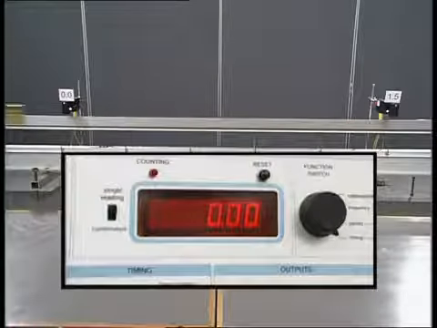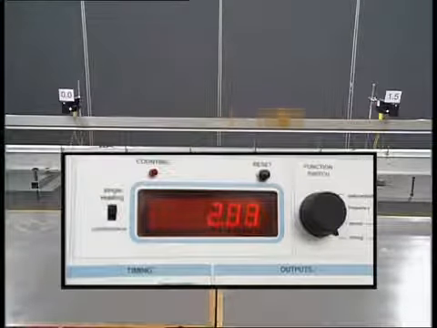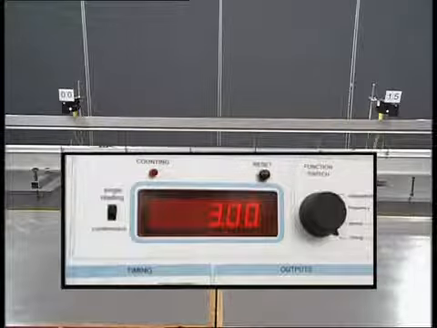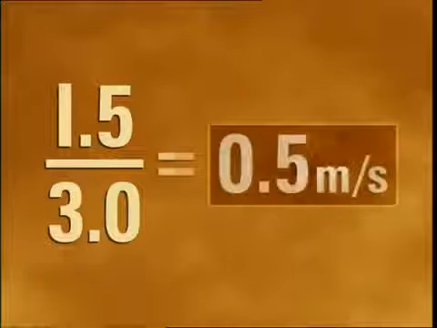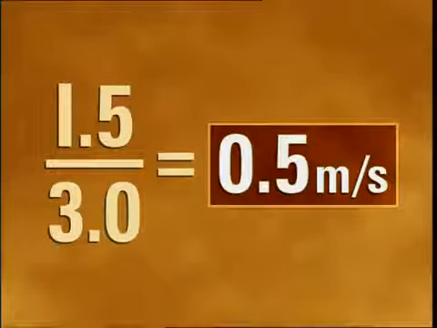For this vehicle to travel a distance of 1.5 meters, it takes 3 seconds. Average speed is distance, which is 1.5 meters, divided by time, which is 3 seconds, so the speed is 0.5 meters per second.